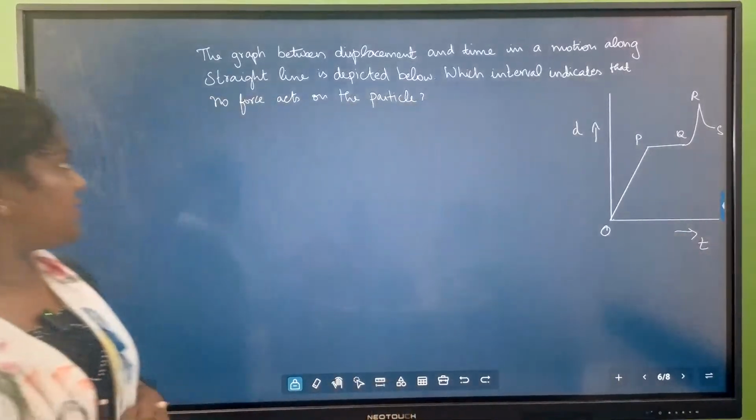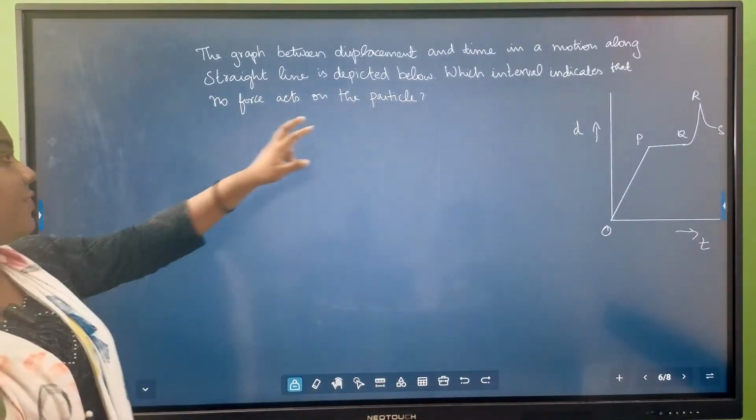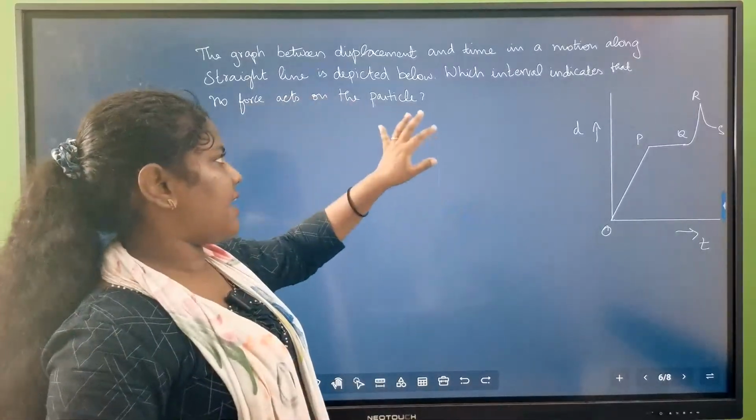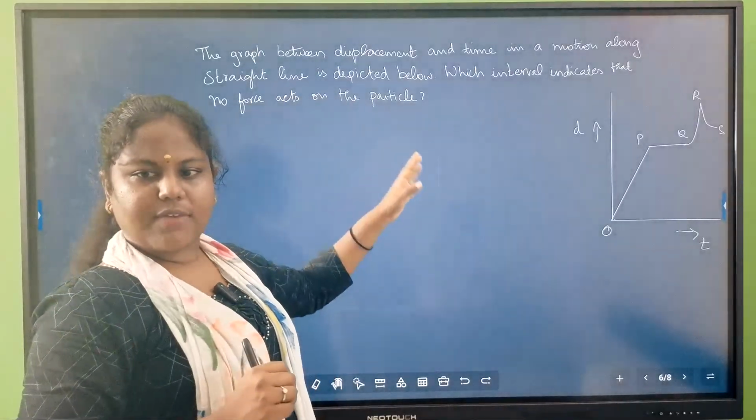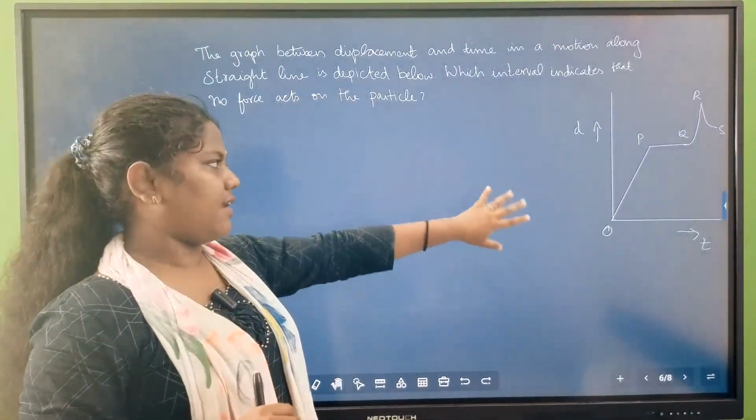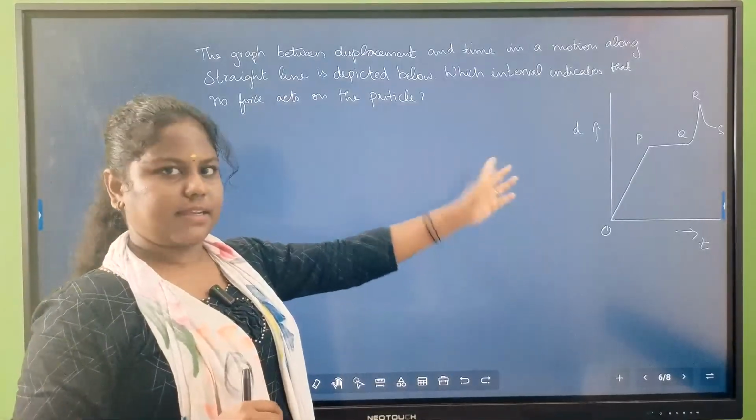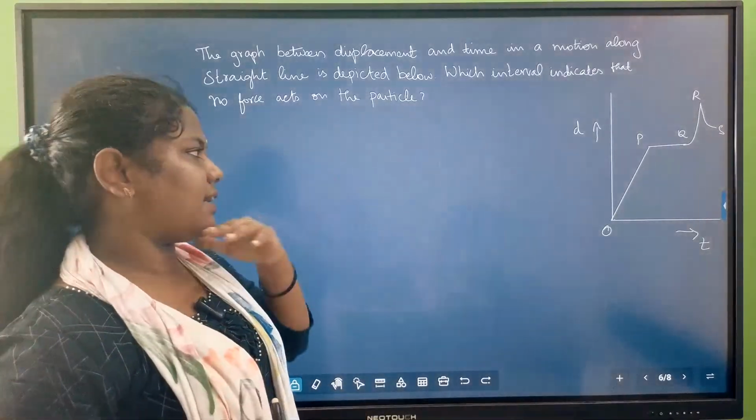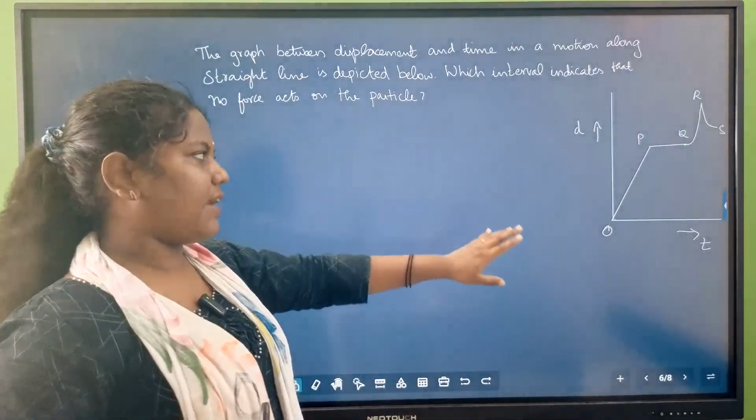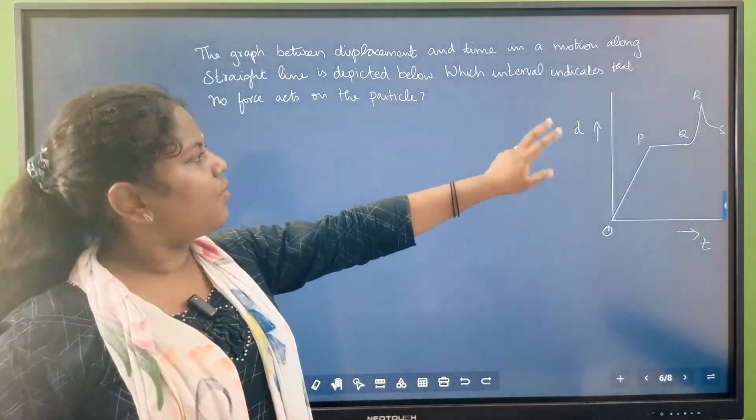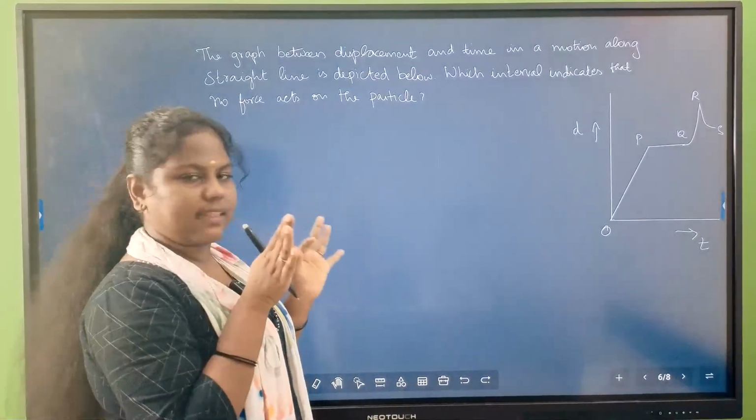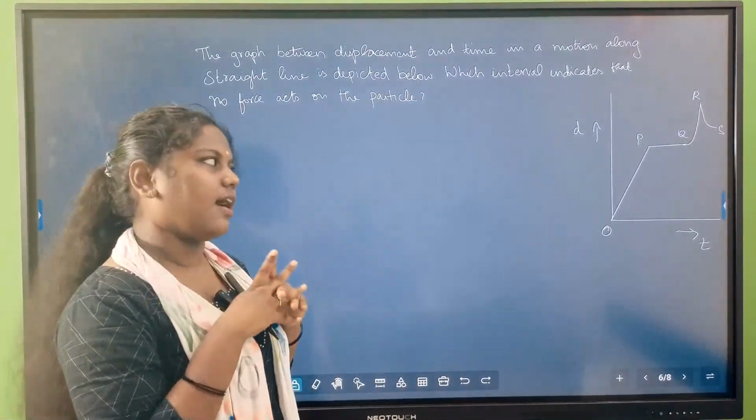what is the next question? the graph between the displacement and the time in the motion along straight line is depicted below. so they have given motion along the straight line as displacement and time graph. which interval indicates no force act on the particle. so இதுல எந்த பார்ட்ல we have OP, PQ, QR, RS. ஓகே, நாலு பார்ட் இருக்கு. இதுல எந்த இடத்துல ஃபோர்ஸ் ஆக்ட் ஆகுது அப்படின்னு சொல்லி கேக்குறாங்க.